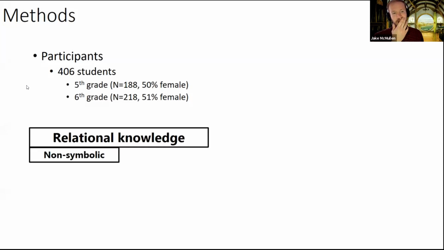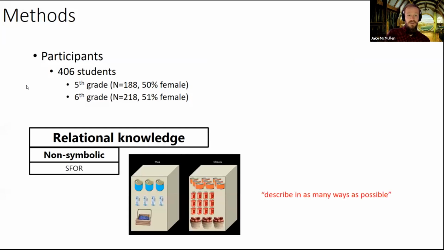What did we measure in terms of relational knowledge? Our non-symbolic task was this 4 task, where we asked them to describe in as many ways as possible how the items have changed. Notice we don't say mathematically; the context is not a mathematical context. This task is given before any other mathematics task. They are told that this is about their thinking and reasoning.